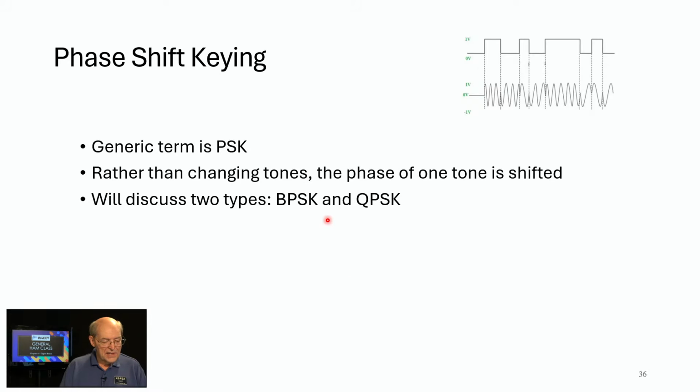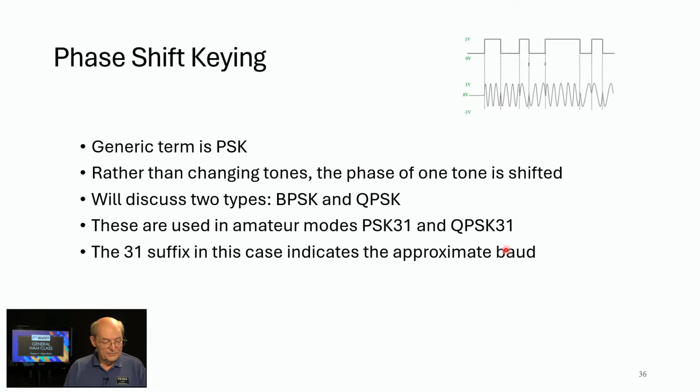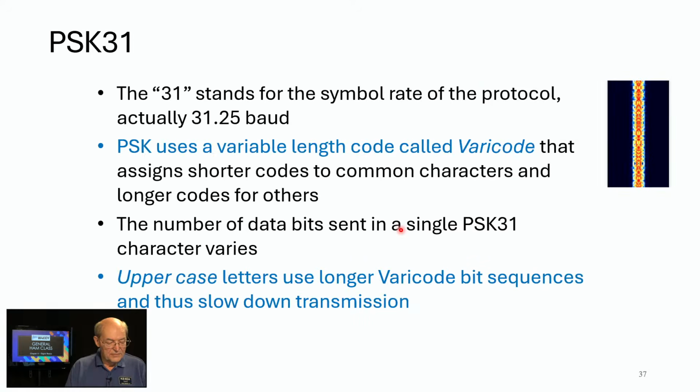So any kind of PSK signal, like the mode PSK31, that's actually binary phase shift keying. BPSK and PSK are synonymous in that sense. So these are used in amateur modes, PSK31 and QPSK31. The approximate baud rate is 31. That's where the PSK31 comes from. So 31 stands for the symbol rate of the protocol. It's actually about 31.25, but we call it 31.